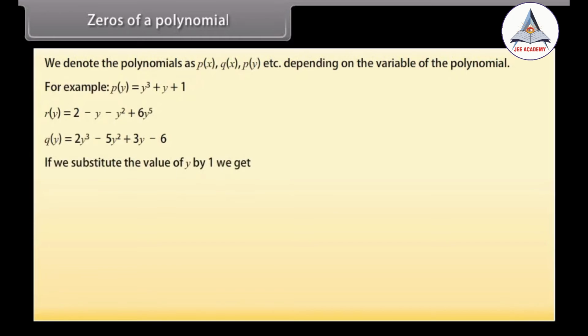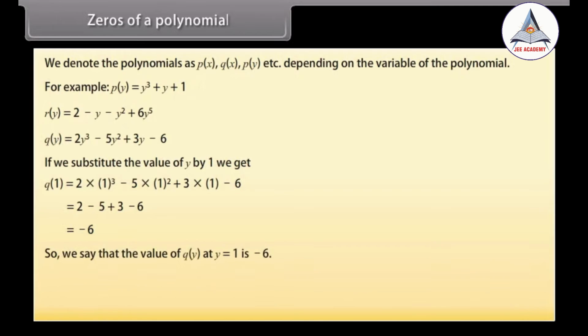If we substitute the value of y by 1, we get q(1) is equal to 2 into 1 cubed minus 5 into 1 squared plus 3 into 1 minus 6, which is equal to 2 minus 5 plus 3 minus 6, which is minus 6. So we say that the value of q(y) at y equal to 1 is minus 6.